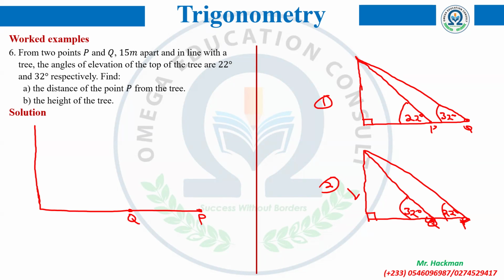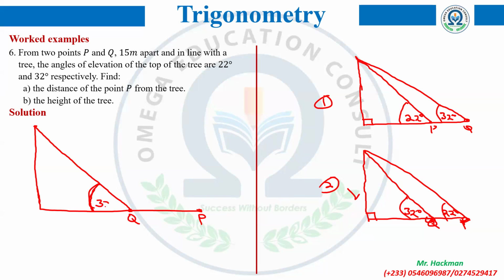So I'm explaining again. From Q, I want to sight the top of the tree. So this is the top of the tree. So I join the top of the tree and Q, and that gives me the angle 32 there. Oops. That's the angle of elevation, 32 degrees.